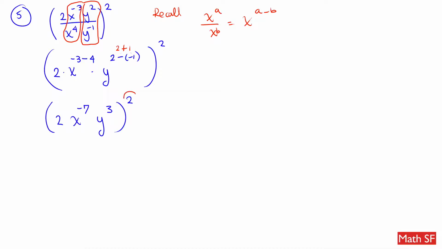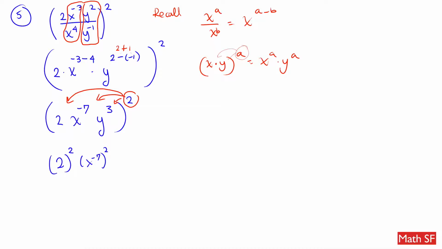What I'm going to do now with this 2, I'm going to distribute to each of them. And I want you to remember that there is one property that says if you have x times y to a power of a, this a can be distributed to each of them, like x to the a times y to the a. One of the properties that we're using is that one. So this power of 2 is going to be distributed to each of them. So you're going to have 2 squared, then x to the negative 7, squared, and you also have y cubed, squared. After doing that, what is 2 squared? 2 squared is actually 4.